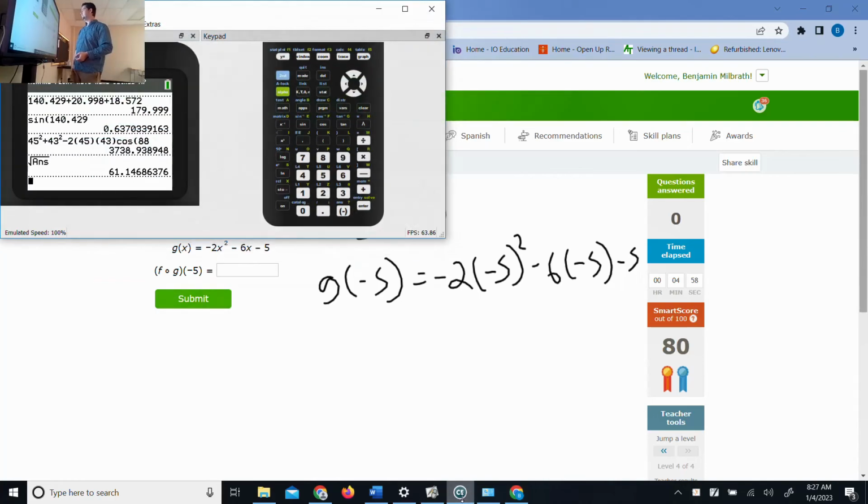I'll pull mine up. It's a good time to go over the storage feature. Take negative 5, store it to x. And the original equation was negative 2x squared minus 6x minus 5. At least that's what I substituted into, right? And it spit back negative 25.